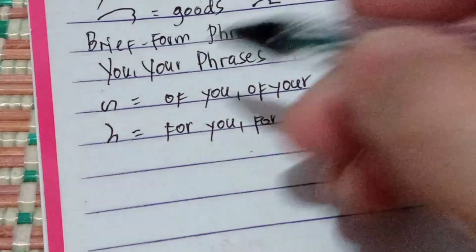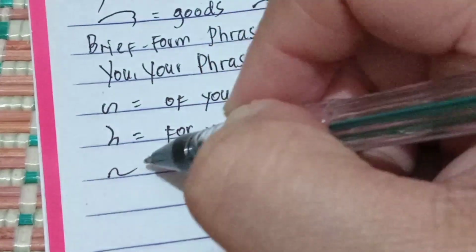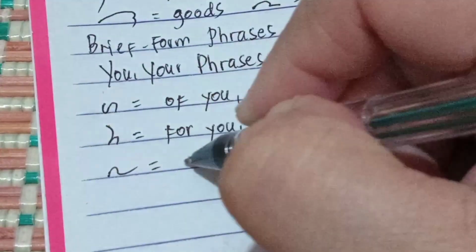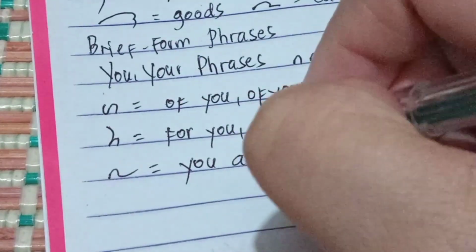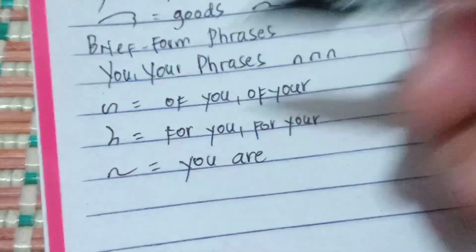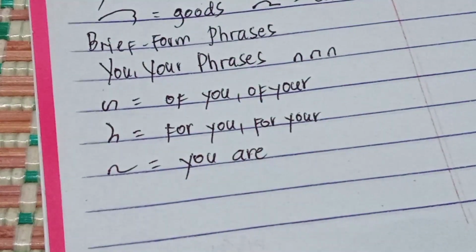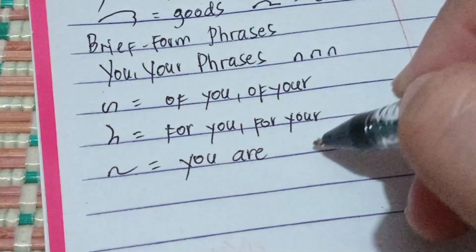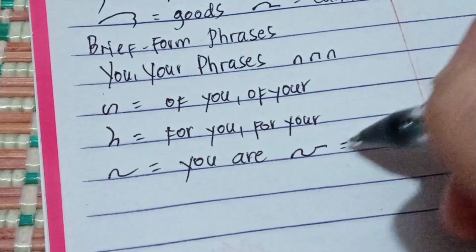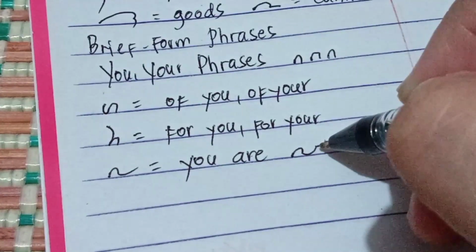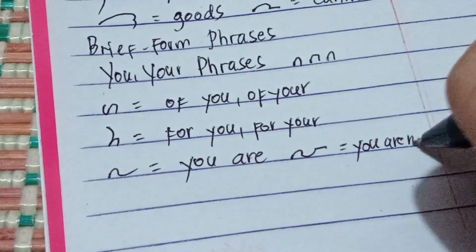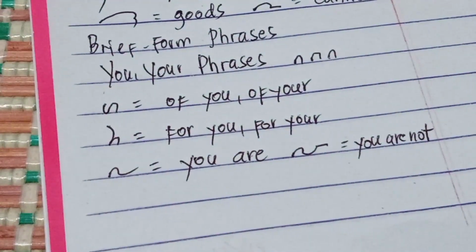Okay. How about if I write you are? So, this is you are. This is the you and this is the are. Okay. How about if I write you are and not? Okay, so this is the you, this is the are, and this is the not. So ito po ay magiging you are not. Okay?